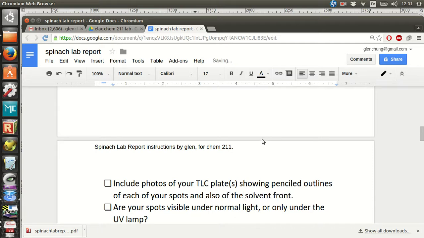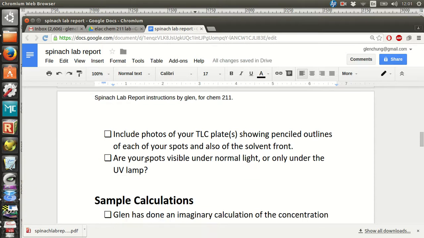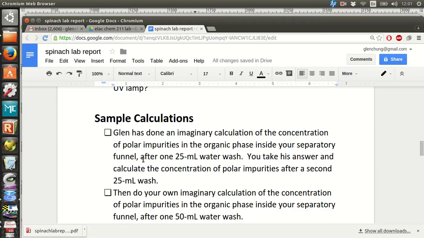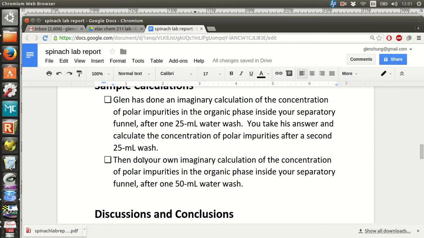Okay, and then please answer the question, are your spots visible under normal light or only under the UV lamp? Okay, now in one of the 3 videos that I've posted, I show me doing an imaginary calculation of the concentration of the bad stuff, the polar stuff, in the organic phase inside your separatory funnel.